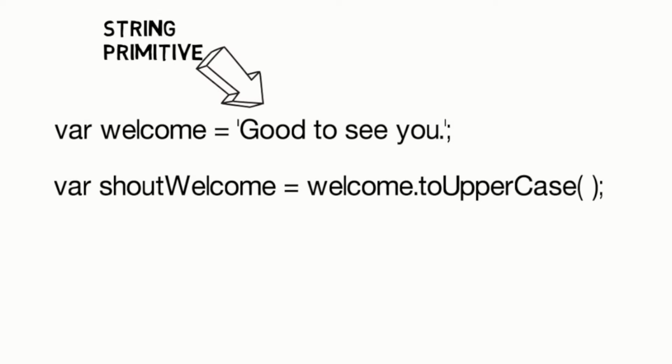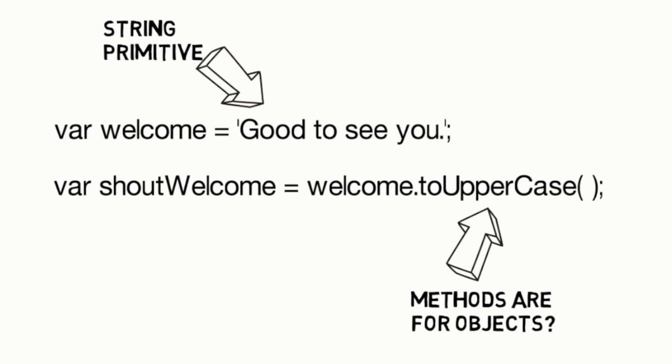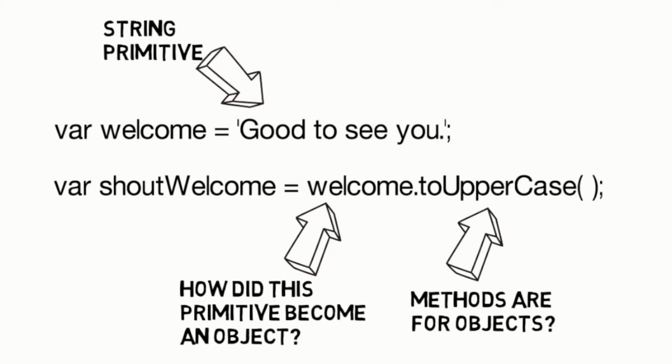In our next line of code, we see that we have created a variable called shoutWelcome, and to the shoutWelcome variable, we are storing the variable welcome containing a string primitive, and we are attaching the method toUpperCase to that. Hold on, aren't methods only attached to objects? How can the string stored inside of welcome, which we've discussed is a primitive, be treated like an object?